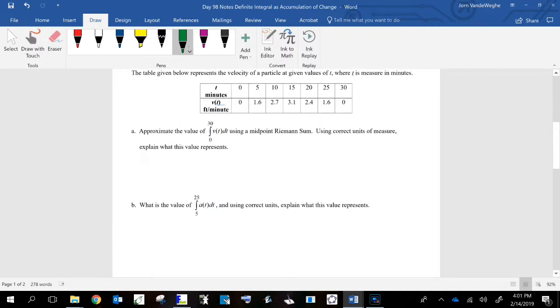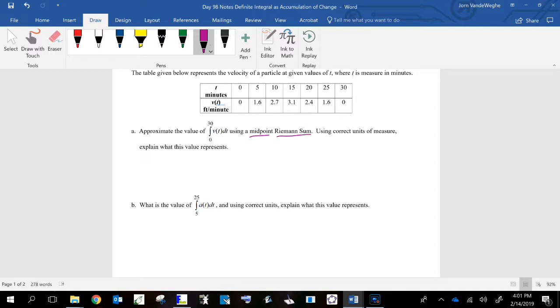And now we have a table that represents the velocity of a particle in terms of values of t, and t is measured here in minutes. So we have to approximate the value of an integral from 0 to 30 of v of t dt. And they ask us to use a midpoint Riemann sum.